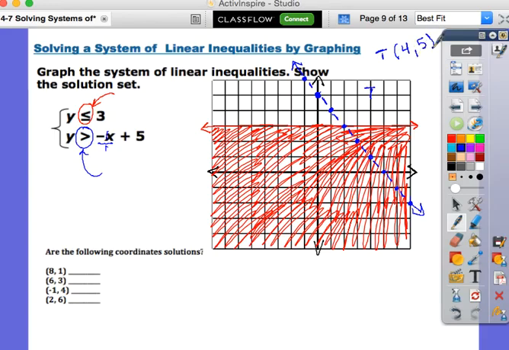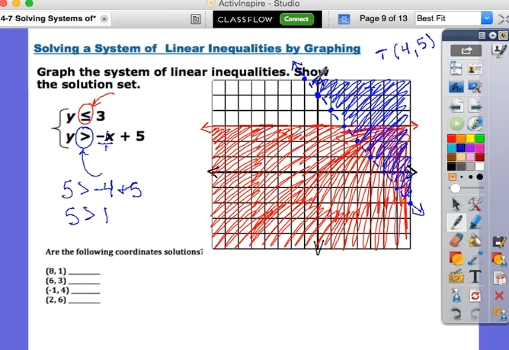So what I would do is I would test that out in that inequality. So my y is 5. My x is 4, so negative 1 times 4 would be negative 4, plus 5. So 5 greater than 1. Is 5 greater than 1? Yes. Since that ordered pair worked up there above the line, that means all of the ordered pairs in that section will work, which means all of this would be shaded. Everything above that line, even overlapping there, because that's the whole point.